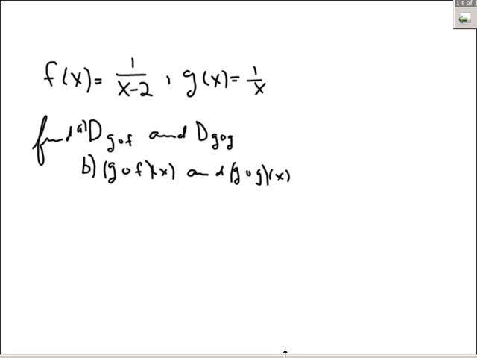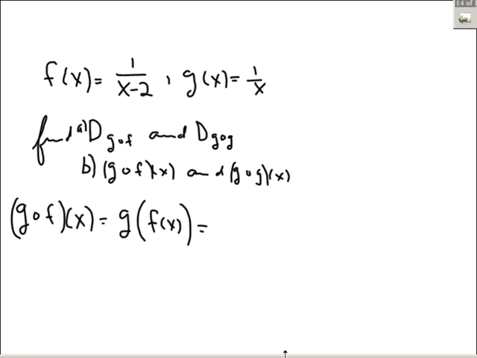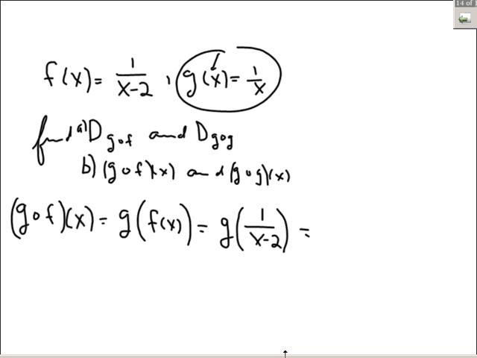Alright, so now let's do part A and B together. Let's find the domain of this and what it equals. Well, by definition, this is g of f of x, and f of x is 1 over x minus 2. And g takes the reciprocal. That's the job of g. Whatever you put in there, out comes the reciprocal. The reciprocal of 1 over x minus 2 is x minus 2.